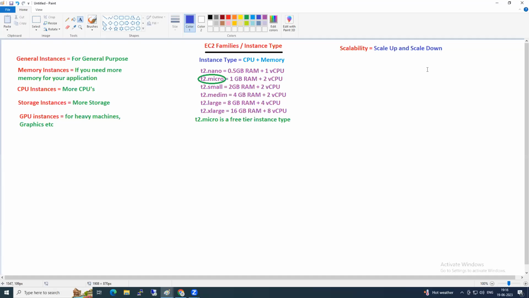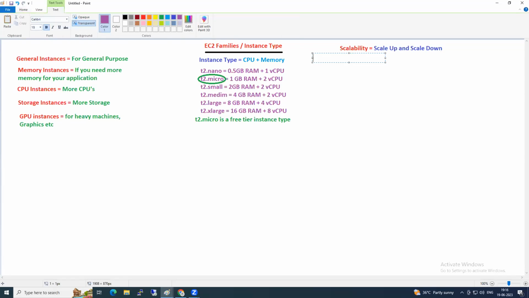Can you detach the volumes? Attach the volumes? Is there any relation between the EC2 machine type? No, machine type is different, volumes are different. We are just assembling it. So if I increase and decrease the scalability, if I change the instance type, will data be lost? No, because the data is saved in volumes. So this is a certification question.